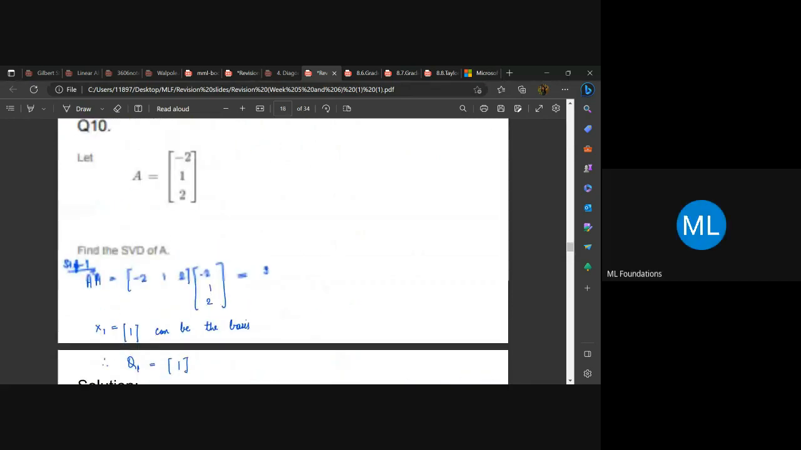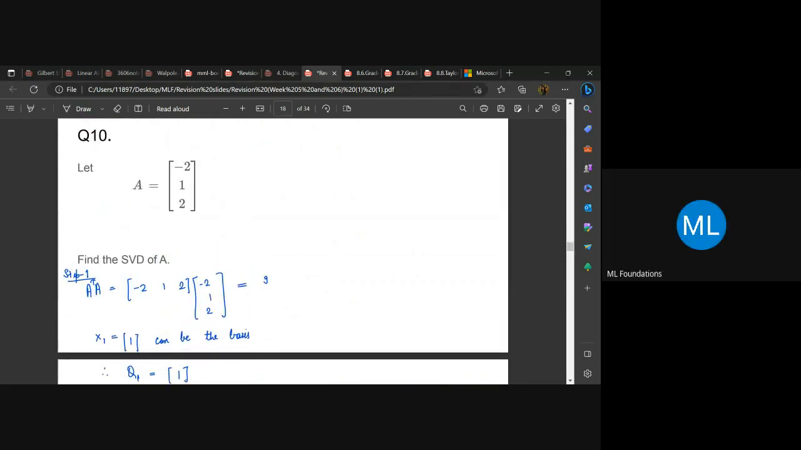So you have A equals Q1 sigma Q2 transpose. In this case, A is a 3 cross 1 matrix. So this sigma diagonal matrix, you just put 3 cross 1. If this is 3 cross 1, your Q1 should be 3 cross 3, and this Q2 should be 1 cross 1.